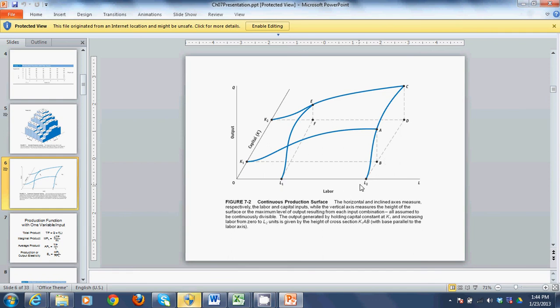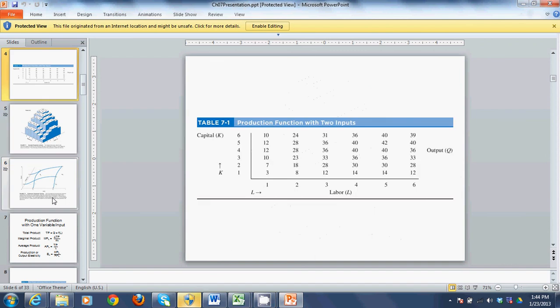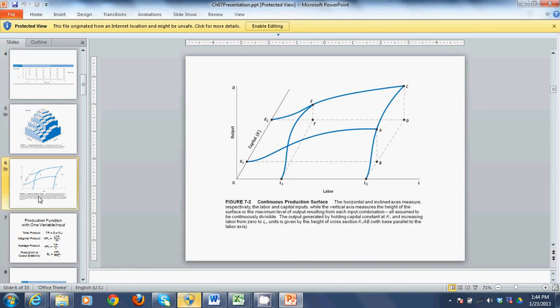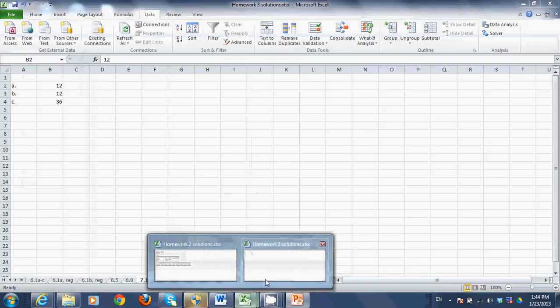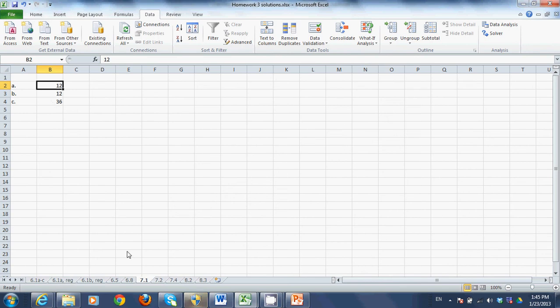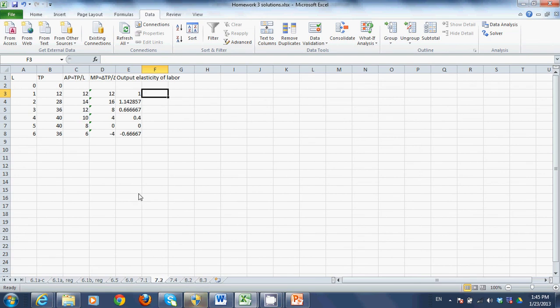So it's told us this is 1 and this is 6. So we can go up 2 slides. 1, 6. That again is 12. And then finally it asks us for line segment DC. So that would be 4 capital, 6 labor. So that's 36. So that's what appears in my answers here. But I haven't done any explanation because it's hard to explain it. But that's what this video is for.